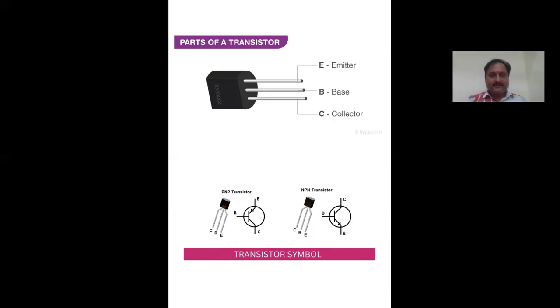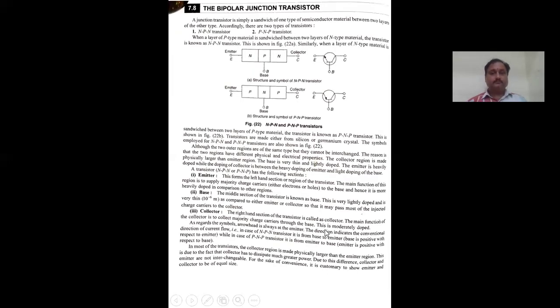We observe the difference in the emitter according to the arrow mark. In one it points inside, in the other it points outside the device. This is the NPN and PNP transistor construction. This is an NPN transistor. This is a PNP transistor. Emitter, collector, base in NPN. In this one, again emitter, collector, base.